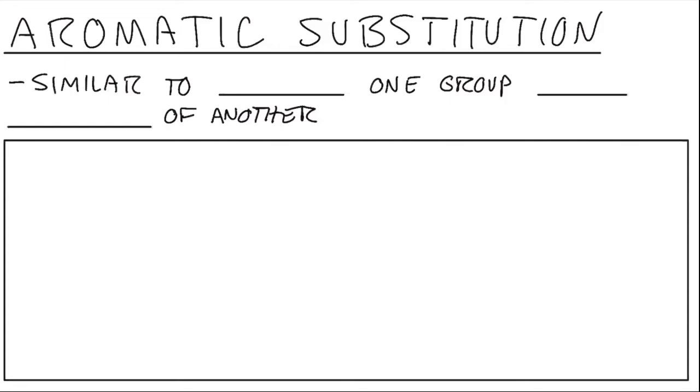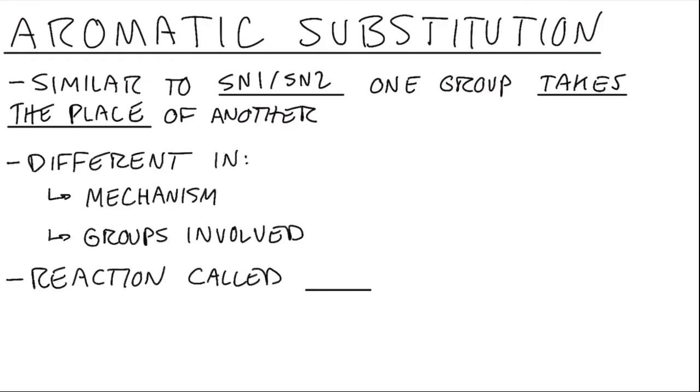Hey everyone, welcome to our next lecture on aromatic substitution reactions, which is what we've been leading up to by learning a bit more about benzene and other similar aromatic compounds. When we talk about an aromatic substitution reaction, this has a few similarities to SN1 and SN2 that we already learned about earlier last unit, where one group is going to take the place of another group. So they have that in common, but there are a few things that are going to be different.